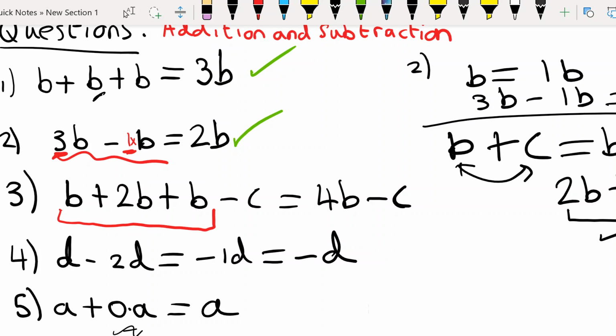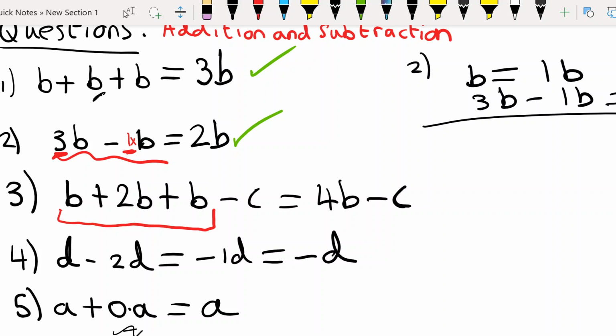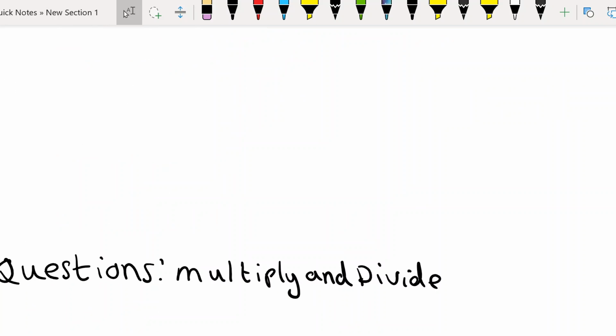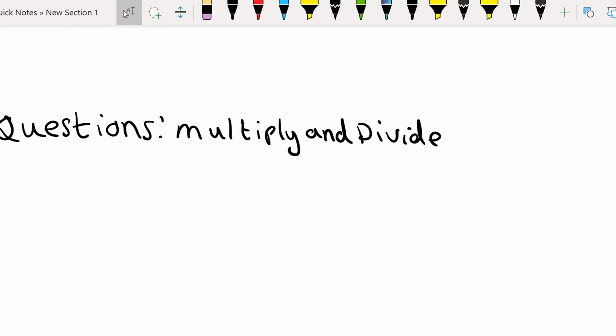Multiplication and division work pretty much the same way. It's just instead of adding or subtracting the numbers in front of the letters, you divide or you multiply the numbers in front of the letters. Okay, so we're going to cover multiplication and division next time, hopefully in the next video.